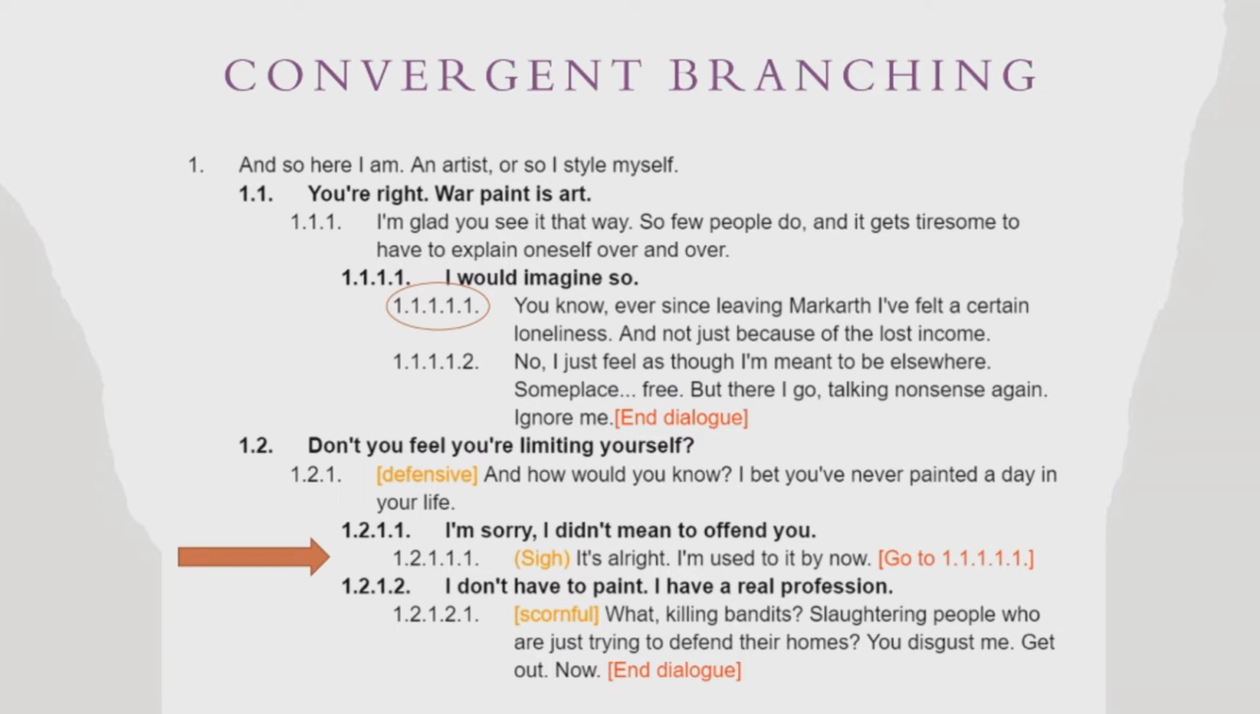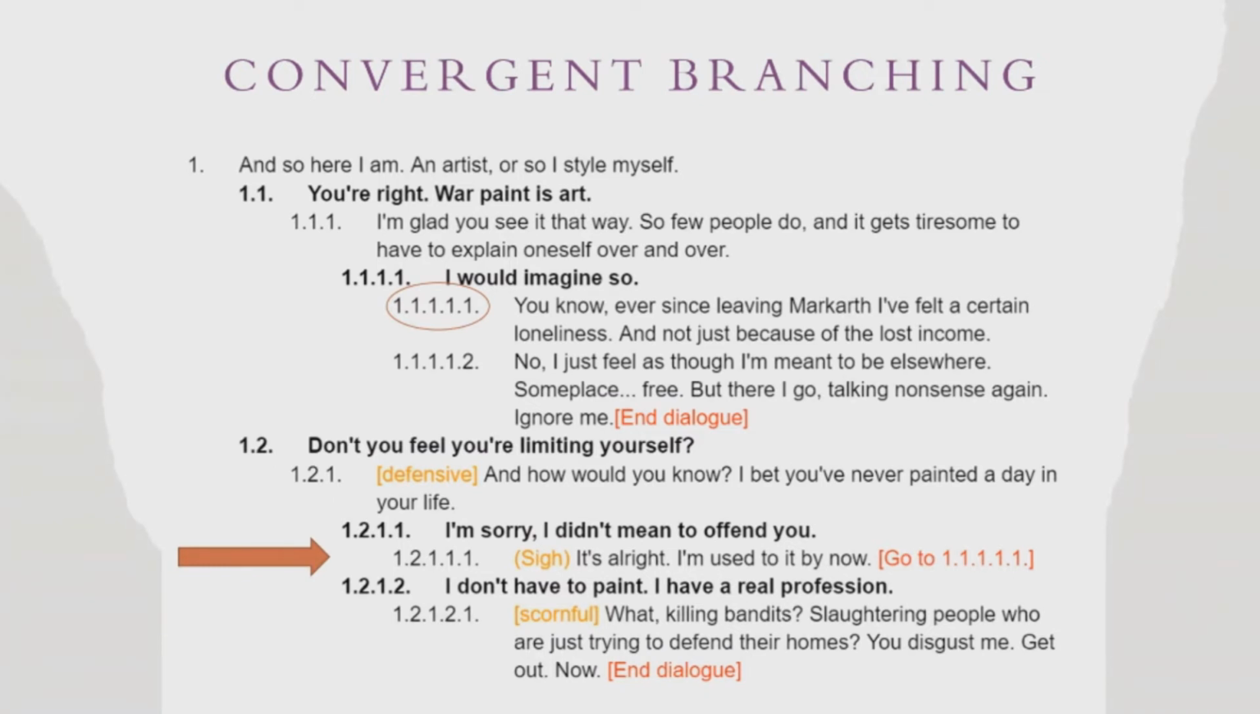If they choose 1.2, "Don't you feel you're limiting yourself?" the NPC then gets very defensive because that's very rude. The player has a chance to say, "I'm sorry, I didn't mean to offend you." That's right down there where the red arrow is. After the NPC's response, there's a little mark that says go to 11111. That will circle back up to where there's that little circled marking there and mean that the player finishes the dialogue in track A, in the red path, whatever you want to think of it as.